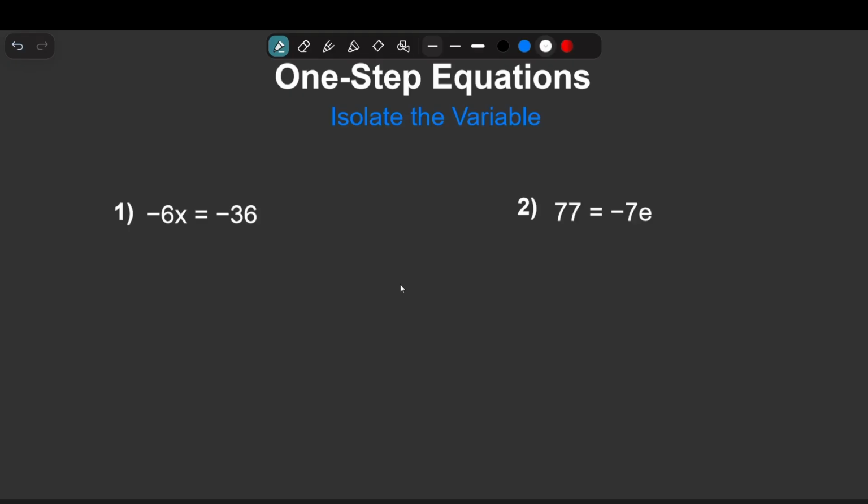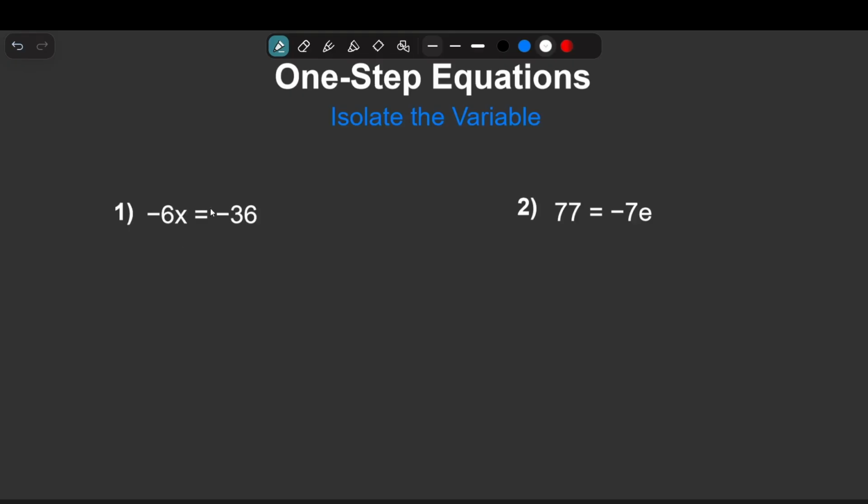So a short explanation. When the variable is multiplied by a negative number, we divide it by the same negative to isolate it. A negative divided by a negative becomes positive, which is why the first answer is going to be positive. In the second problem, a positive divided by a negative gives a negative result. So always divide both sides by the coefficient attached to the variable. And once the variable is alone, the equation is solved.